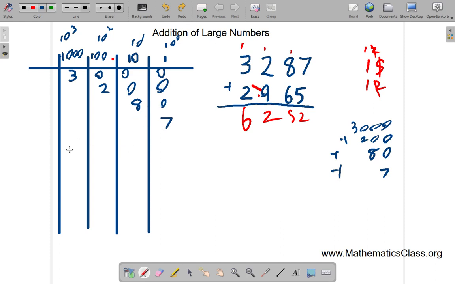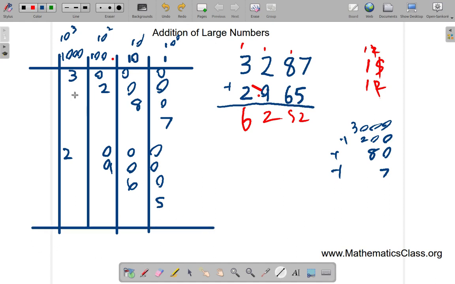And you're adding 2,000 plus 900 plus 6 tens, which we call 60, plus 5 ones, right? Let me just put a line right here. And then do the addition.